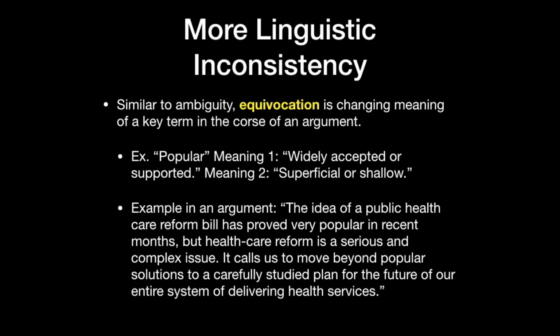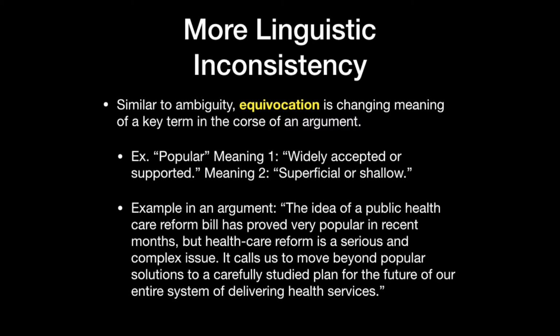Similar to ambiguity is the idea of equivocation. Equivocation is changing the meaning of a key term in the course of an argument. So an example of this would be popular. Now, in debates, you hear the term popular thrown around a lot. Sometimes people will say, well, this is very popular. Everybody's for this, right? And because it's popular, then we should embrace it, that we should do it. Well, the idea of popular can be exploited, because it is a term of equivocation. Let me explain what I mean.